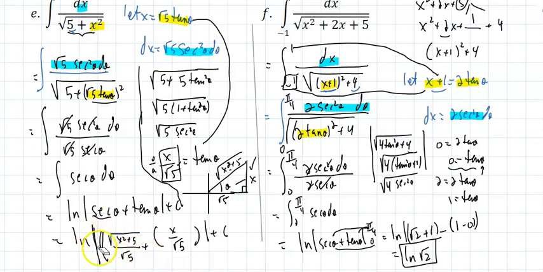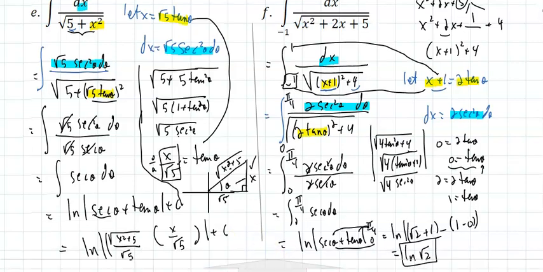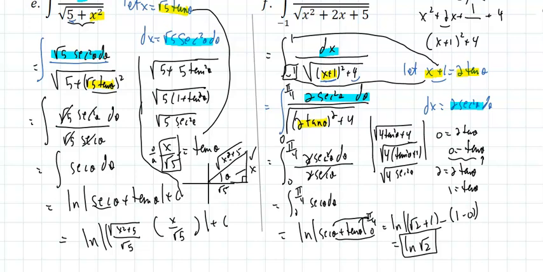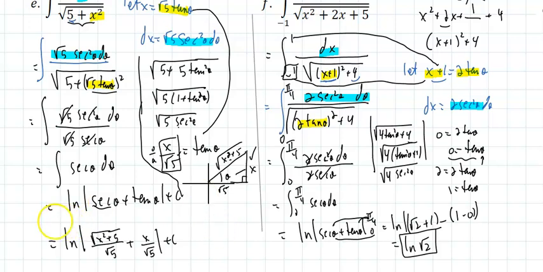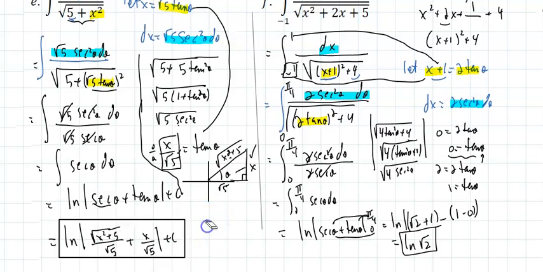Let me just write this a bit nicer. Square root of 5 over 5, natural log of square root of x squared plus 5 over radical 5 plus x over radical 5, plus c. And that would be it for this section.